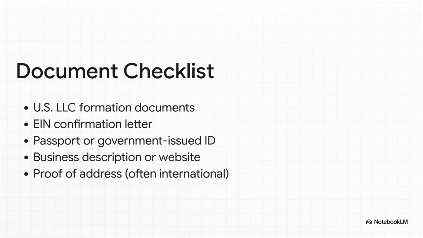So what documents are we talking about here? Well, the checklist is actually pretty straightforward. You're going to need your official LLC formation documents, that EIN confirmation letter the IRS sends you, your passport or another government ID, and a really clear description of what your business does. A good website is perfect for this. Some banks might ask for proof of address, but you know what? Your international address is usually totally fine. Just make sure you have nice, clear digital copies of everything ready to upload.